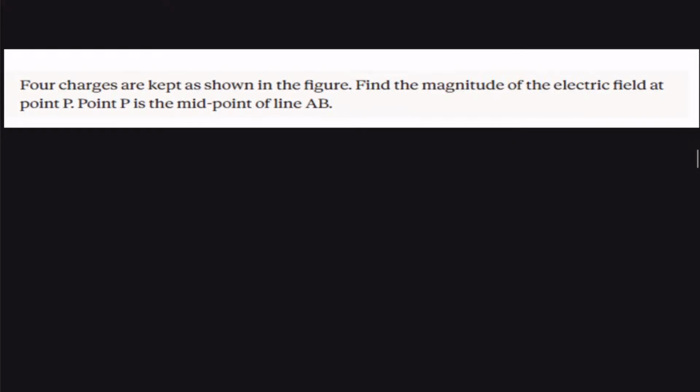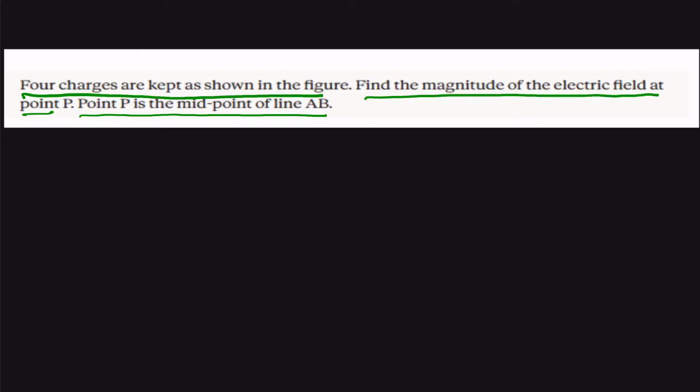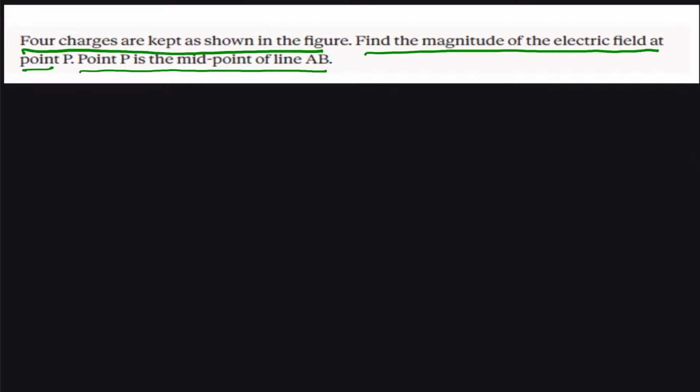So we are given that 4 charges are kept as shown in the figure. Find the magnitude of electric field at point P. Point P is the midpoint of line AB. A basic figure is given to us. So we have a line and there are 2 charges. One charge is here, the other charge is here. This is plus 4 microcoulomb and here it is minus 4 microcoulomb. This point is A, and the distance between these 2 charges is given as 1 centimeter.